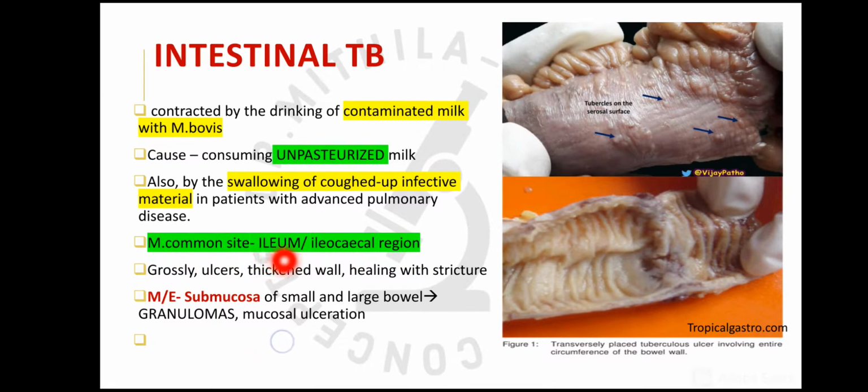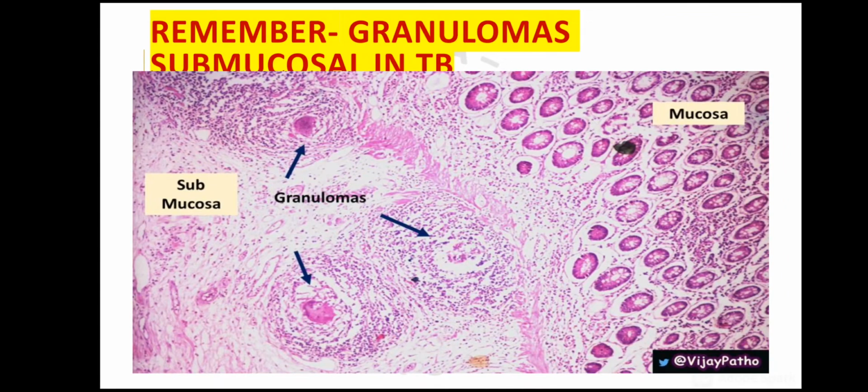Now the most common site, again very important to know, is the ileum or the ileocecal region. So you should remember this site. Grossly you can see ulcers, thickened walls, and healing occurs with stricture formation. On cut section you will see areas of caseation. Microscopically, the submucosa of the intestinal wall will show granulomas, and there can be overlying mucosal ulceration, that is, discontinuity in the epithelium.